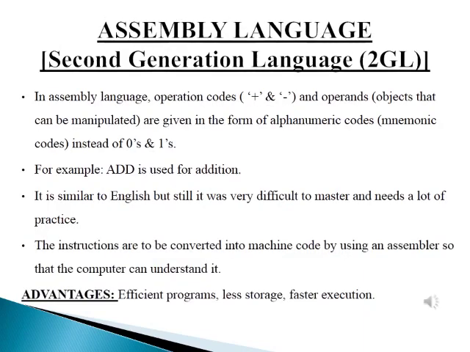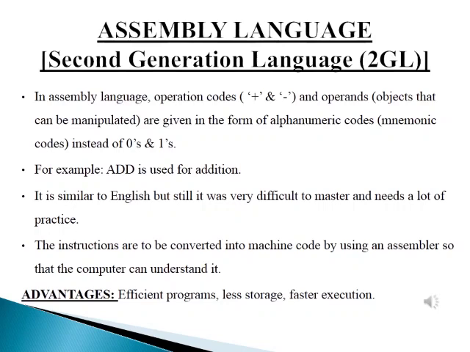Our next language is the assembly language. It is a low-level language also known as second generation language. In assembly language, the operation codes and operands are given in the form of alphanumeric codes, also known as mnemonic codes, instead of zeros and ones. Thus, we can say that all the codes or symbols like plus and minus that are used in machine language are replaced by alphanumeric codes. For example, we can use add for addition.